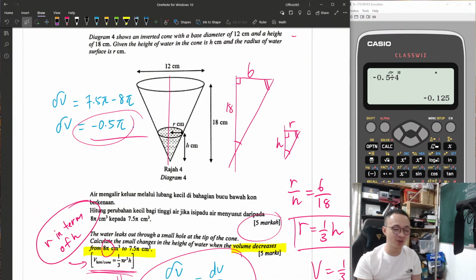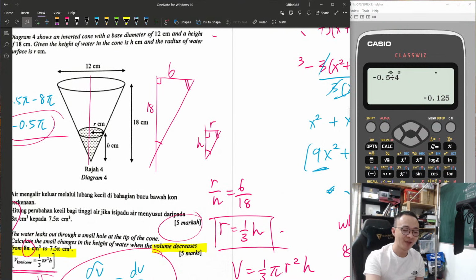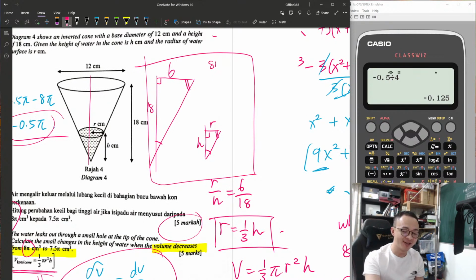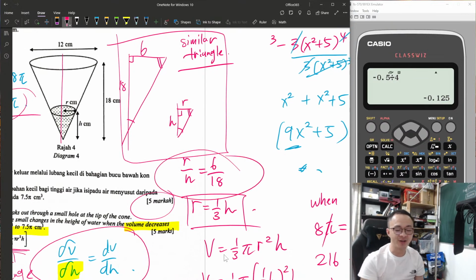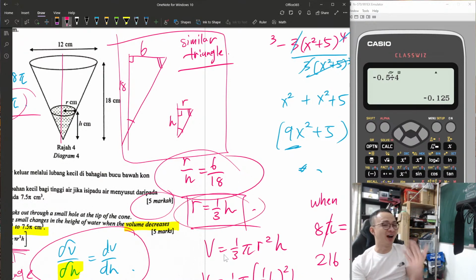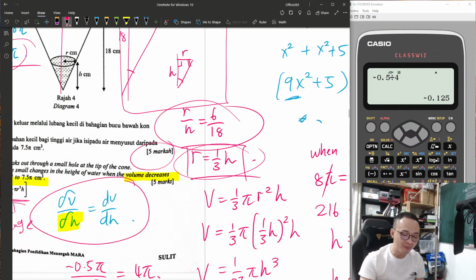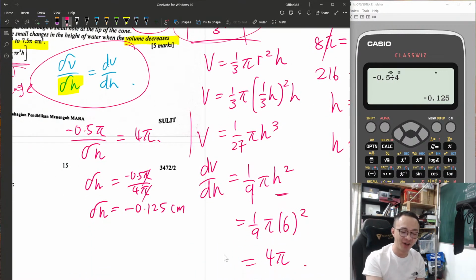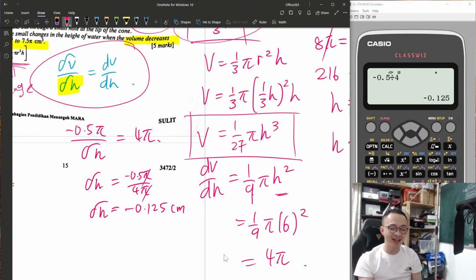So r in terms of h. Therefore, I will use the similar triangle method. This is the similar triangle method, comparing their sides to form an equation. Then from this equation, I can achieve what I want, which is r in terms of h. Why do I want this equation? Because I can substitute back into the volume of the cone equation to make the volume of the cone in terms of h only. Then only I can do the differentiation. Because if you have r and h both as variables, there's no way you can differentiate.